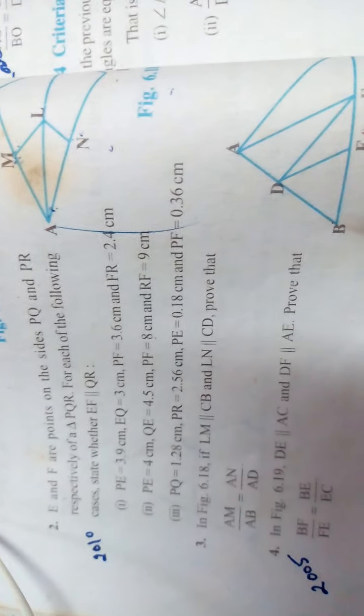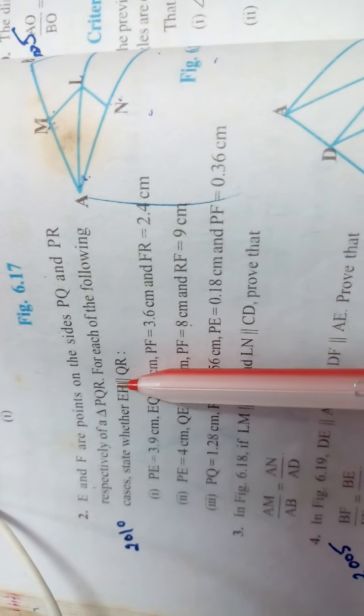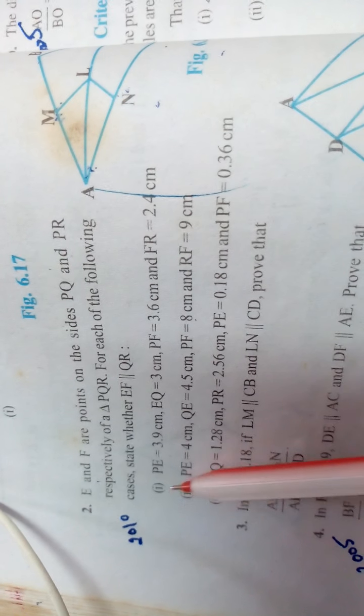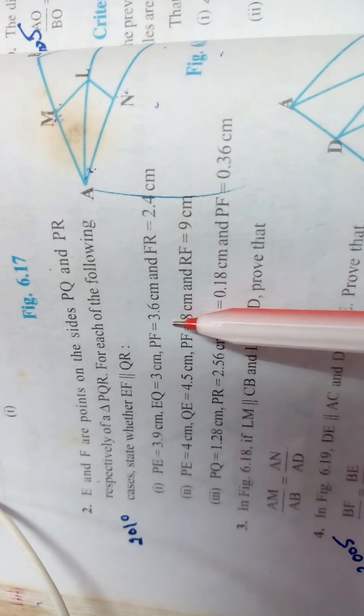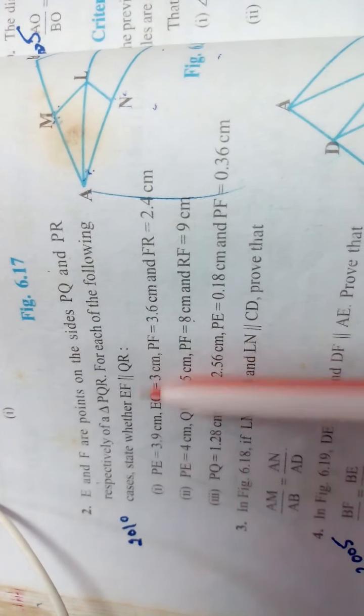Question number 2 is given here. E and F are points on sides PQ and PR respectively of triangle PQR. The figure is not given. For each of the following cases, there are 3 questions separately. PE given, EQ given, PF given, FR given. You prove whether EF is parallel to QR or not.